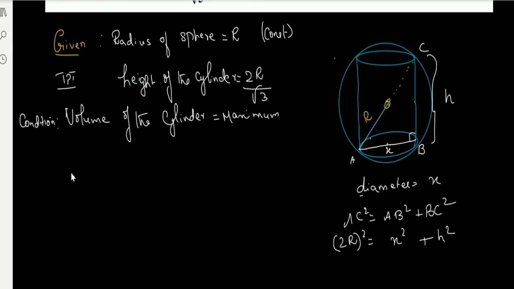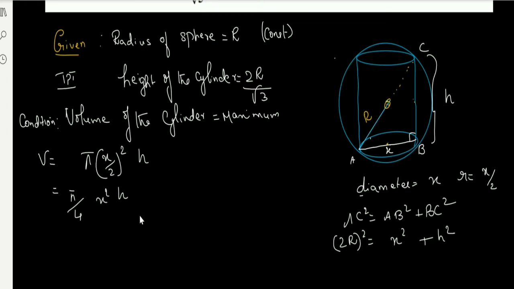So what is the volume of a cylinder? Pi r square h. We have taken the diameter as x, so the radius will be x by 2. So pi times x by 2 the whole square into height. That is the volume of a cylinder. So both x and h are variables here. So we have to convert this into one variable. So that is pi by 4 x square into h. We can easily convert x square.